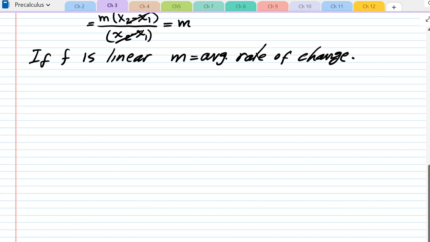So let's take a look at an example here. For instance, in my example, suppose my function, linear function, is f of x is equal to negative 3x plus 4.